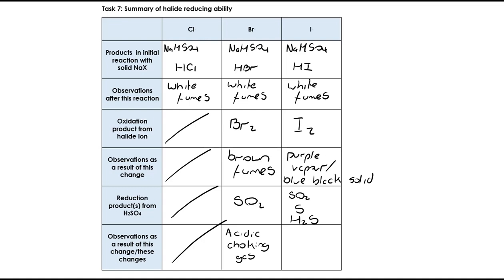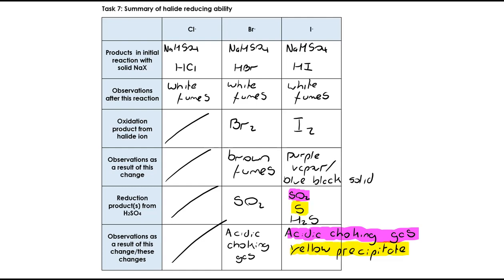So, if it made SO2, it would be the acidic choking gas that I've spoken about. If it went as far as S, we'd get a yellow precipitate, and if we went as far as H2S, we would end up with a rotten egg smell.